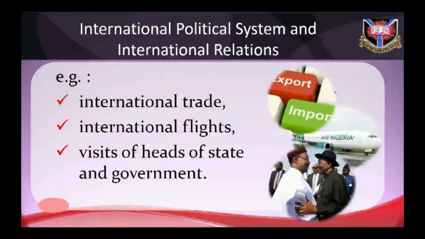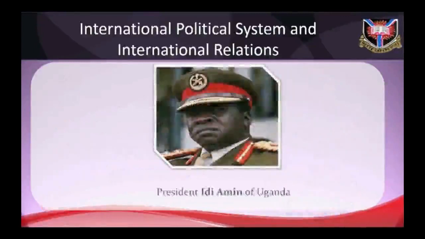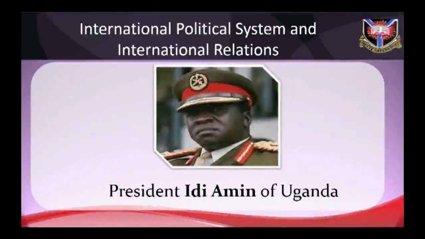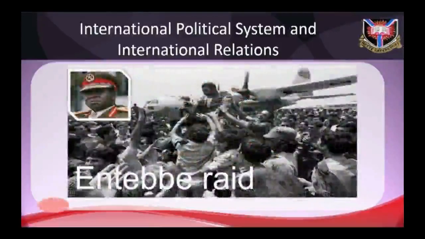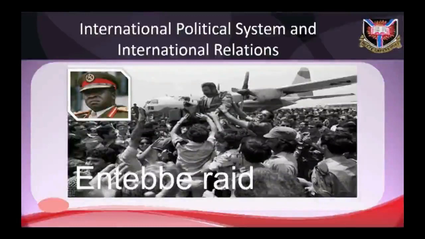For example, when President Idi Amin of Uganda aided hijackers to oppress hostages in 1976, Israel, whose citizens constituted a greater percentage of the hostages, invaded the Entebbe airport in Uganda and liberated the hostages. Thus, we can conclude that there is an international system.